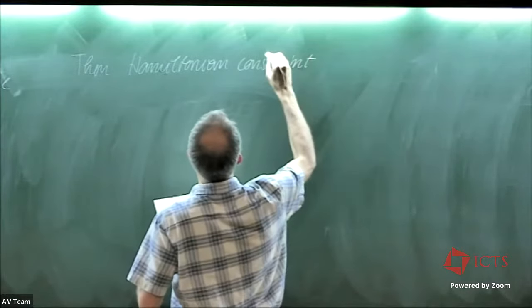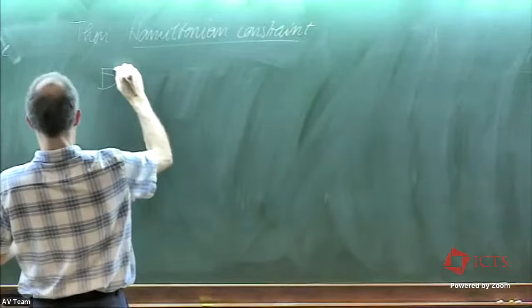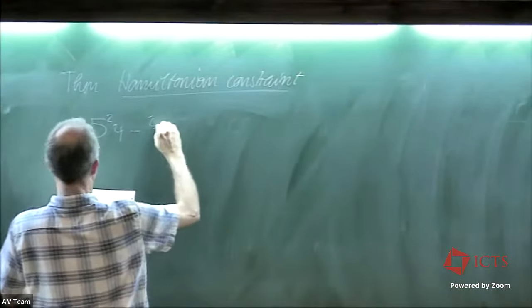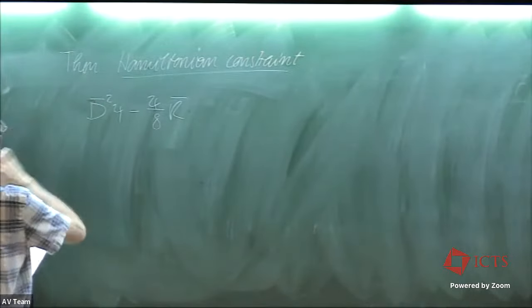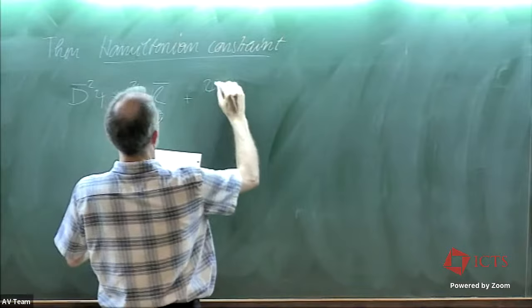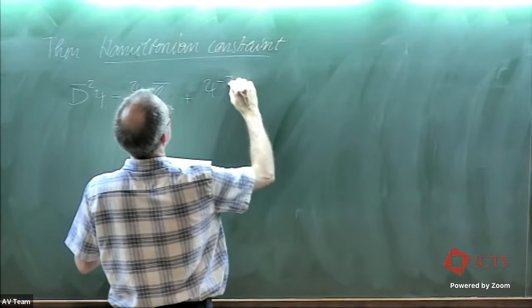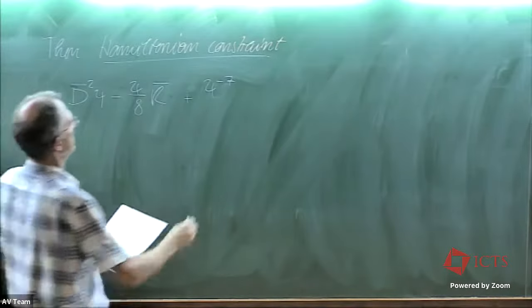Becomes nabla squared psi minus psi R bar over 8, which we had before, right? This is the conformally related Laplace operator, plus now we have a psi to the minus 7, which we get from psi to the 5th times psi to the minus 12, divided by 8.